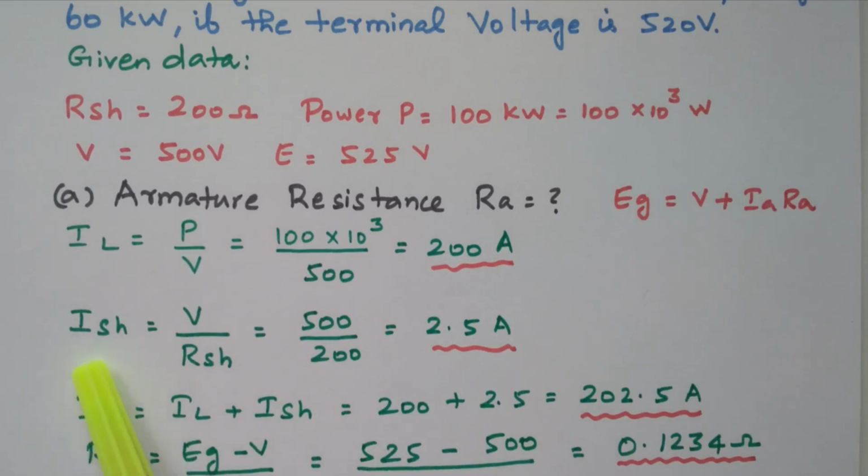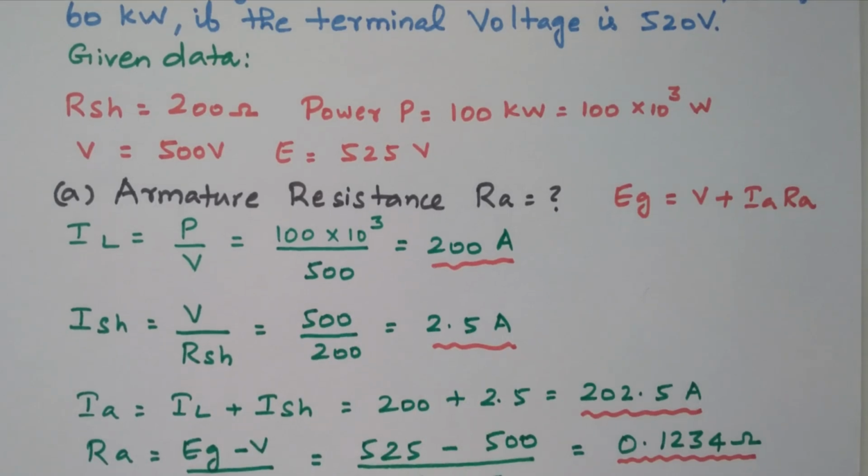Then the shunt field current ISH equal to V divided by RSH. Because the shunt field is connected across the load, the load voltage can be used for finding the shunt current. Armature, field, and load are all connected in parallel. So the same voltage can be used for finding the ISH. So V equal to 500 divided by RSH, which is 200 ohm. So that is equal to 2.5 ampere. The shunt field current equal to 2.5 ampere.